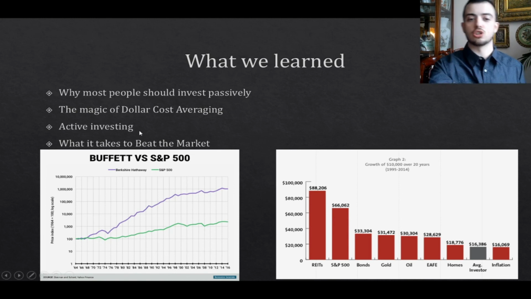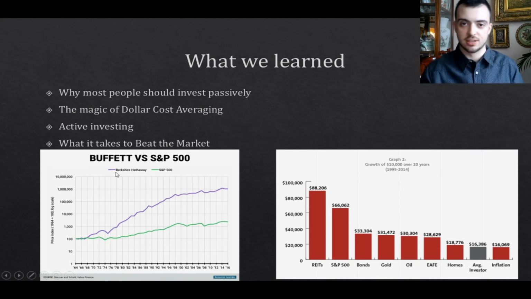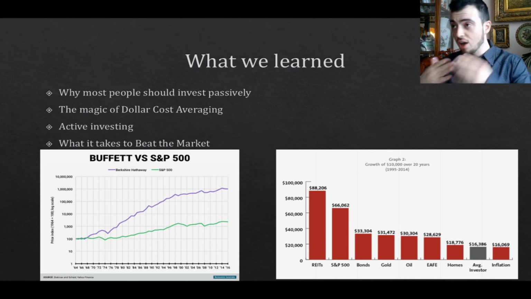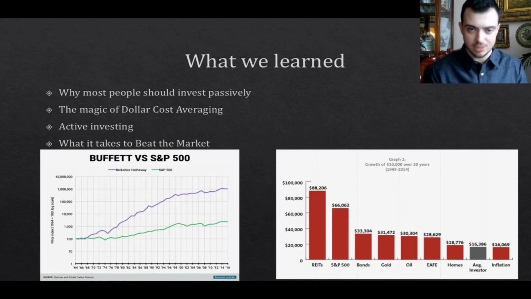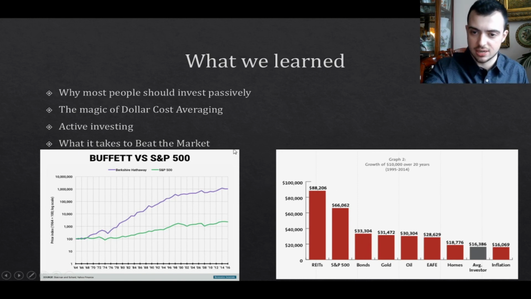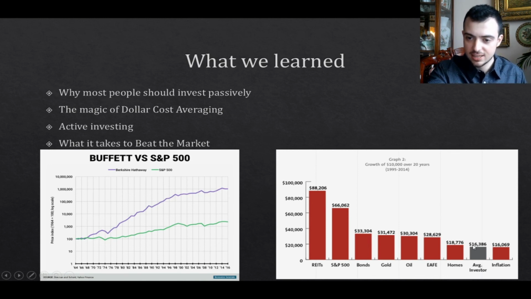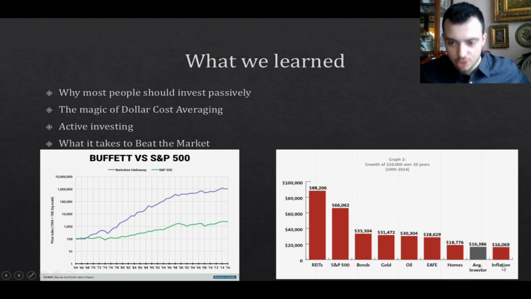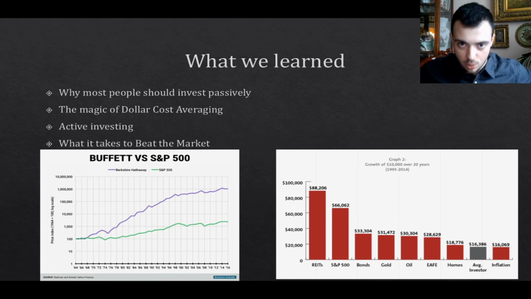And finally, we also learned what it takes to beat the market. It's obviously not easy to beat the market, or else everybody would be Warren Buffett. Nobody has the money Warren Buffett has, and it's for a very good reason. Here I have a graph attached of growth of $10,000 over 20 years from 1995 to 2014. As you can see, this is what the average investor has returned. They've returned 6% over 20 years.